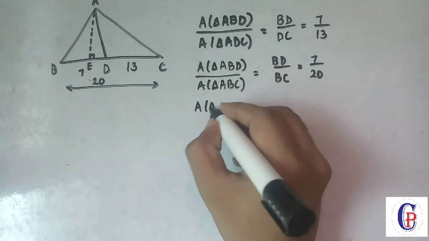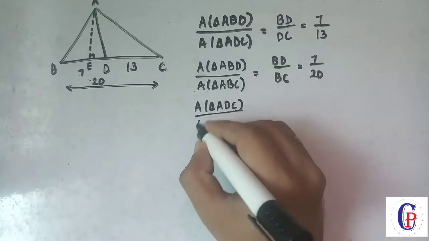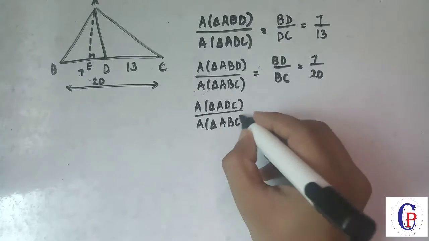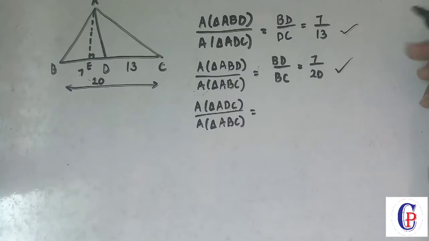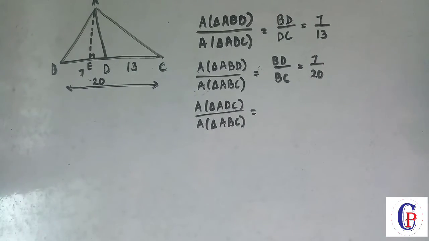Then we have one more. It says area of triangle ADC upon area of triangle ABC. I hope these two things are clear to you. The questions that we'll be doing are just a revision. There are no new theorems or properties that we are going to learn. It is the same properties and theorems that we are going to apply in a few more sums.